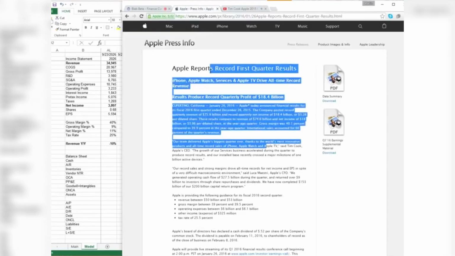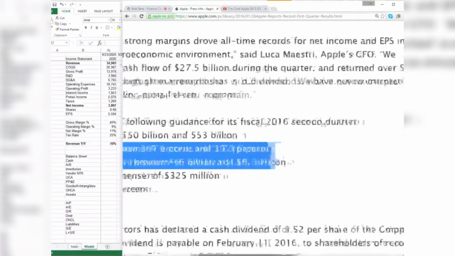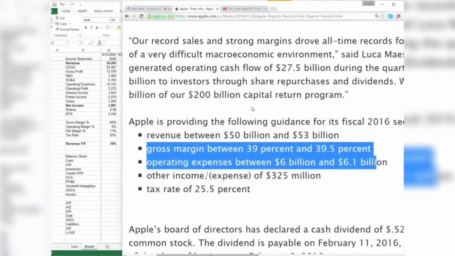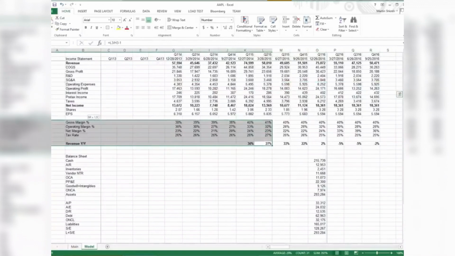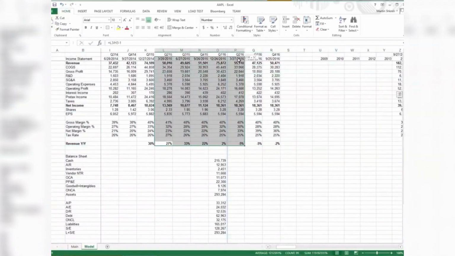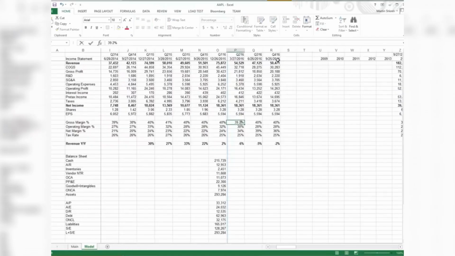And if you read the press release, you can see that they're giving guidance. What's guidance? Well, Apple is telling you what they expect. They said for the second quarter, we expect revenue between 50 and 53 billion. So remember when all you guys were guessing? Well, Apple is guessing too. They said 50 to 53. And what are we putting in our model? We're putting 55. Well, that's probably too ambitious. How about 54? And then they're saying gross margin will be between 39 and 39.5. Let's put in 39.25. And all of these will affect our numbers quite a bit.